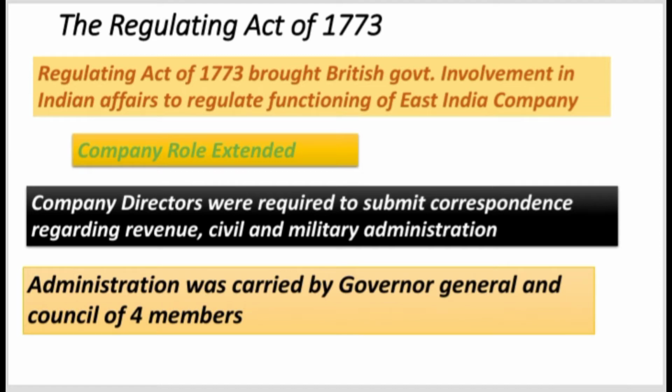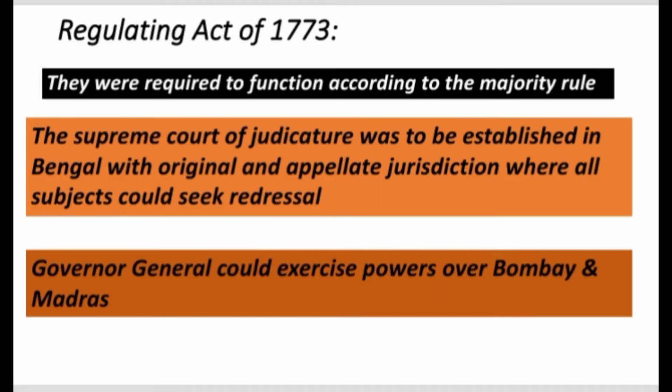But in Bengal, the administration was to be carried out by the Governor General and a council consisting of 4 members representing civil and military government. They were required to function according to the majority rule, wherein Hastings and 4 others were named in this act. Later ones were to be appointed by the company.